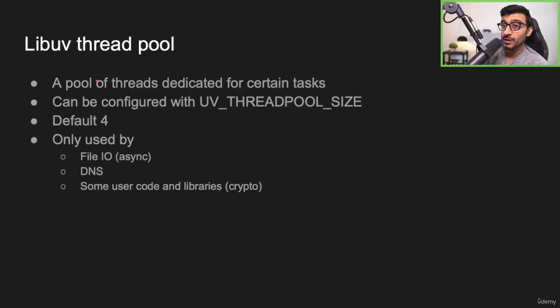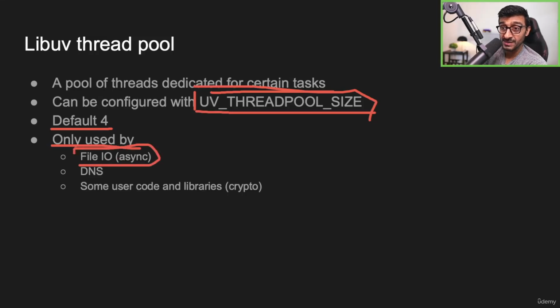So, libuv thread pool. Let's talk about the thread pool. It's a pool of threads dedicated to certain tasks. What are those tasks? We talked about them a little bit. This is the environment variable that you can set to change that. The default is 4, and you can change it. It's currently used by async file I/O. As we talked about, we're going to use a thread, and we're going to block on this particular thread.